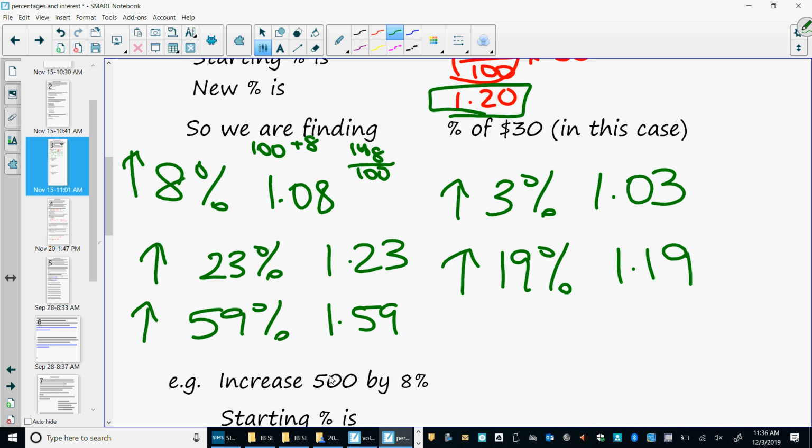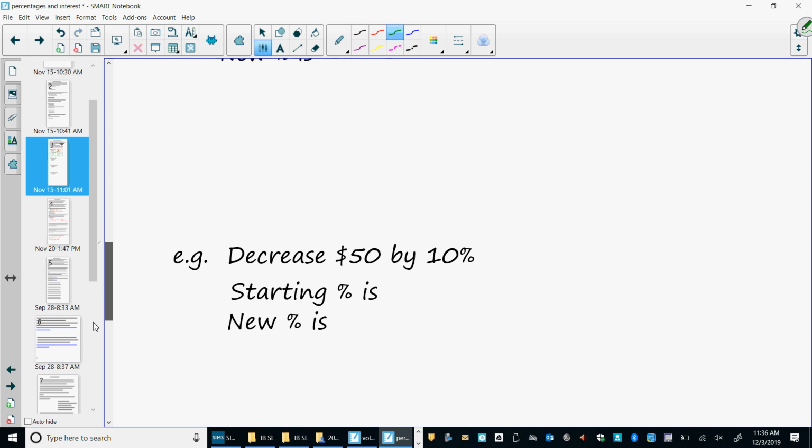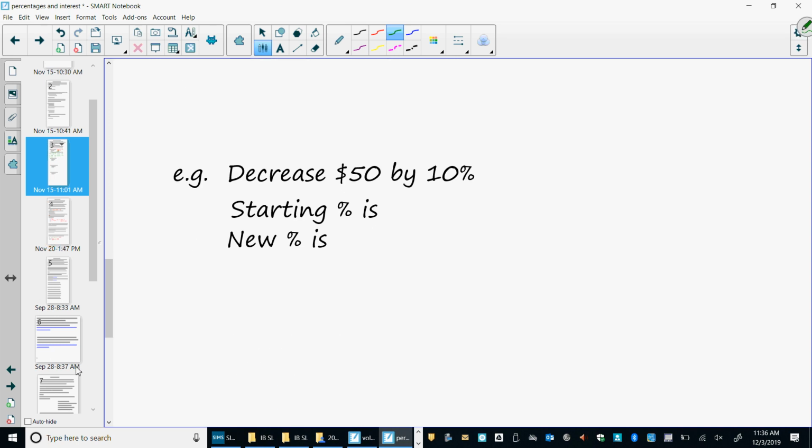Decreasing is similar, but this time, we're going down. Are we going to have more than 100%? No, you're going to have less than 100%. So you have to say to yourself, I'm decreasing it by 10%. Our starting amount always was 100. So if we decreased it by 10%, what amount would we have now?